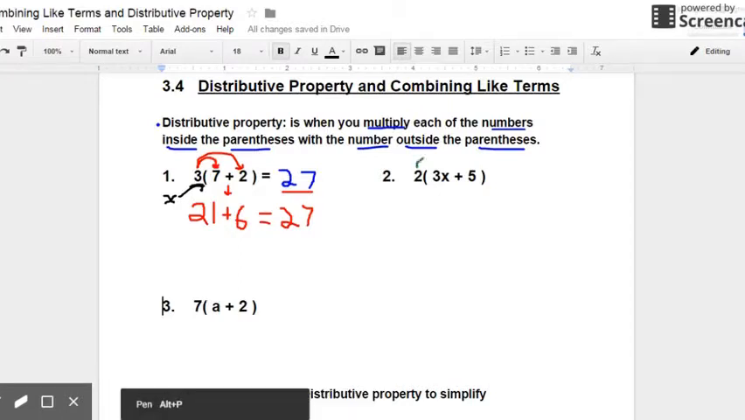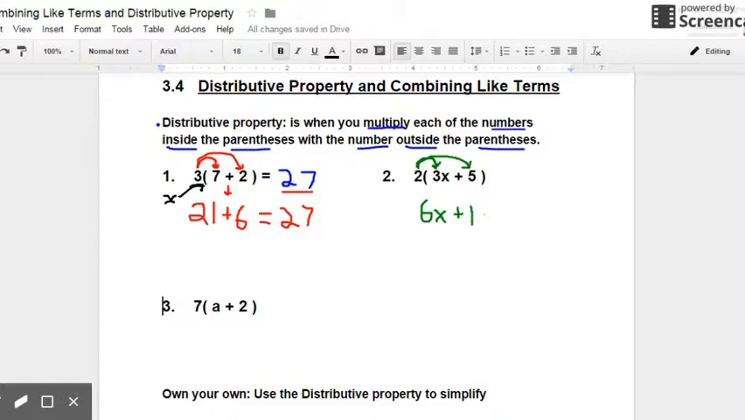So the 2 gets multiplied by the 3x, and 2 gets multiplied by the number 5. So 2 times 3 is 6. The x comes down next to it. We just simply leave it alone. The addition sign comes down. Then 2 times 5 is 10. So now, we can't combine these two together. We'll talk about this in the next part because these are not like terms. So we can't add these two together. This is our final expression.